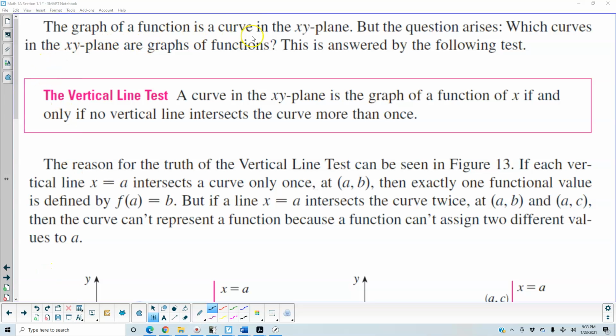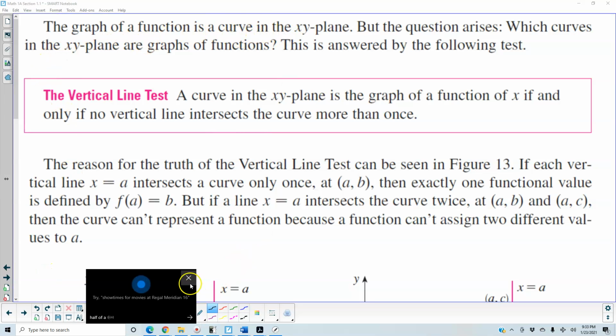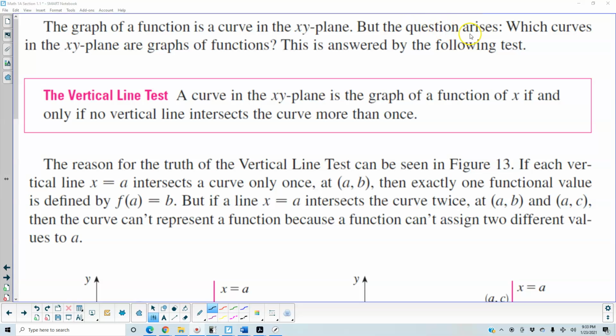The graph of a function is a curve in the xy plane. But the question arises, which curves in the xy plane are graphs of functions? This is answered by the following test, and it's called the vertical line test. The vertical line test states that a curve in the xy plane is the graph of a function of x if and only if no vertical line intersects the curve more than once.